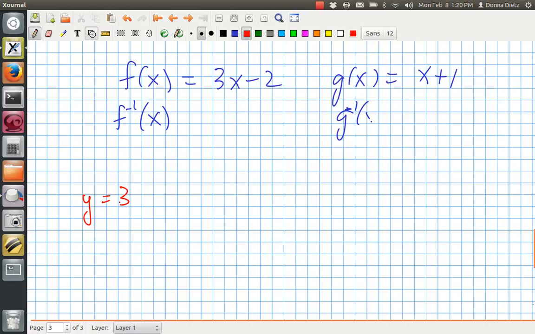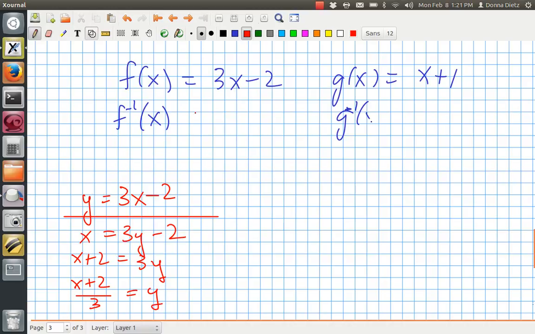y is equal to 3x minus 2. If I want to find the inverse, you can just flip x and y and then solve for y. Okay? And so f inverse is x plus 2 over 3.